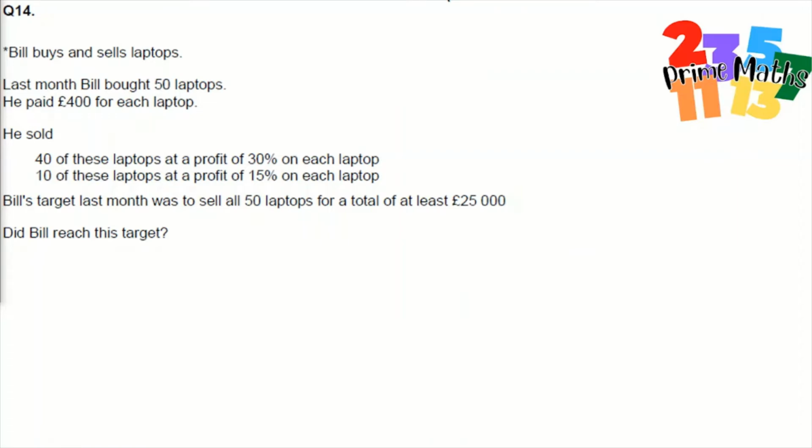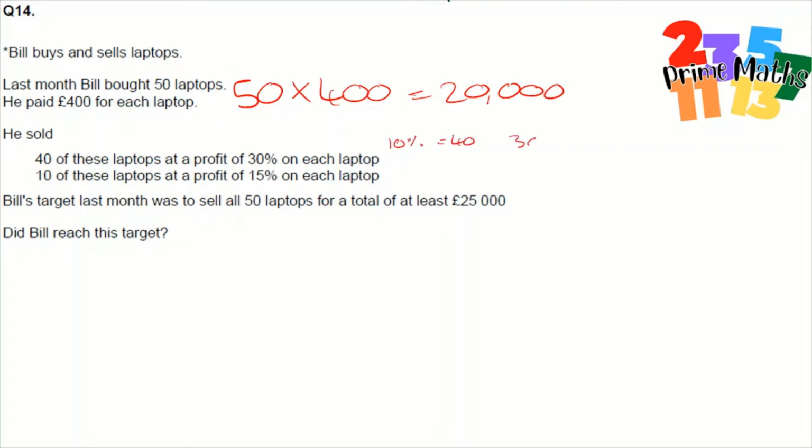Bill buys 50 laptops and pays £400 each. In total, he paid 50 times 400, which is £20,000. He sold them at a profit of 30%. 10% of £400 is 40, so 30% is 120. He sold 40 of these laptops at a profit of 30%, which gives us £4,800 profit.